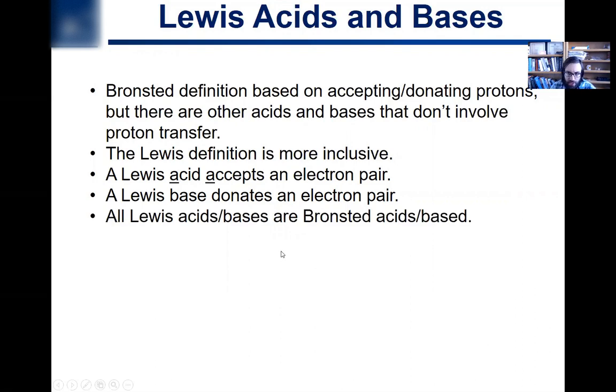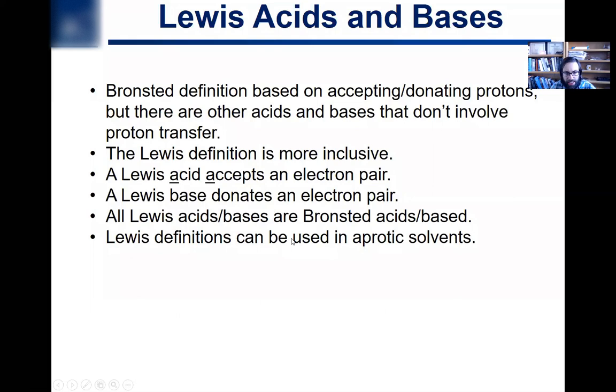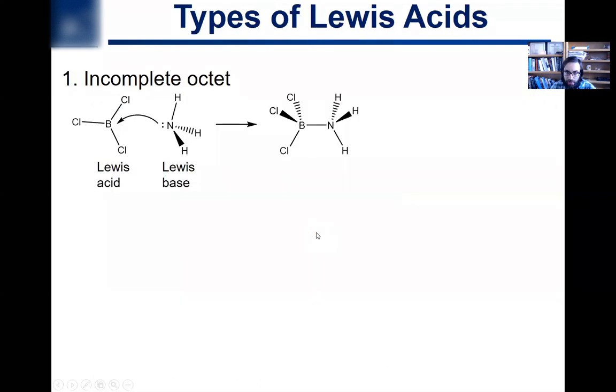So yeah, since this is an inclusive definition, all Brønsted acids and bases are also Lewis acids and bases. The nice thing here is that the Lewis definitions can be used in aprotic solvents. That is, solvents that don't have protons that can move around very easily, that have that autoprotolysis. And so here are the different types of Lewis acids.